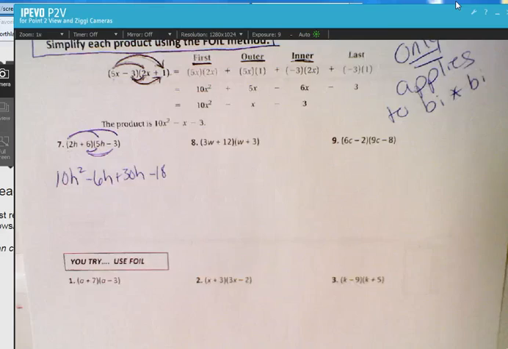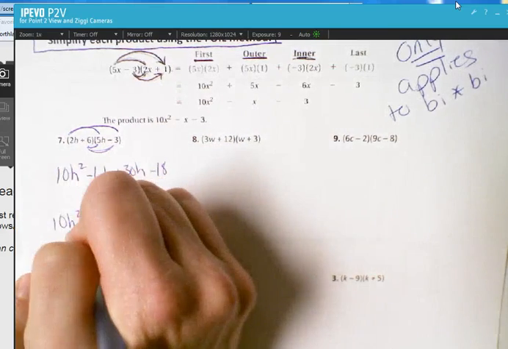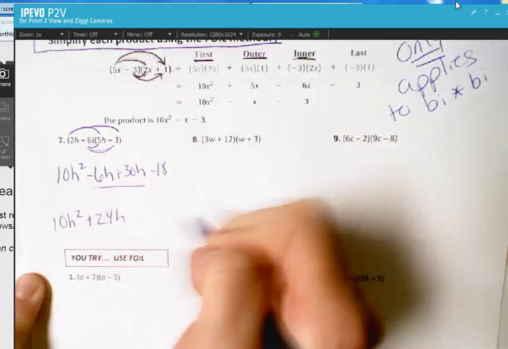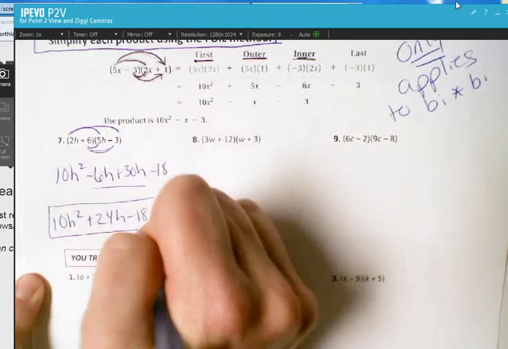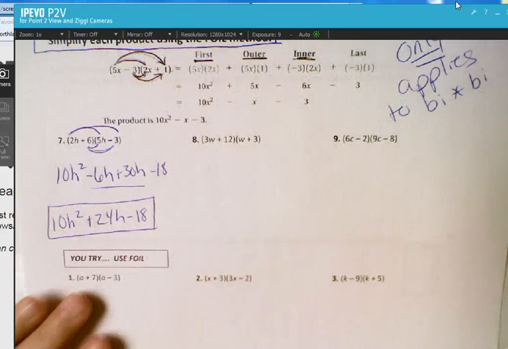You still want to make sure you are combining like terms, simplifying as much as possible. So what is that, plus 24? Minus 18. Just makes it easier so that you can quickly go through the process of multiplying these together.